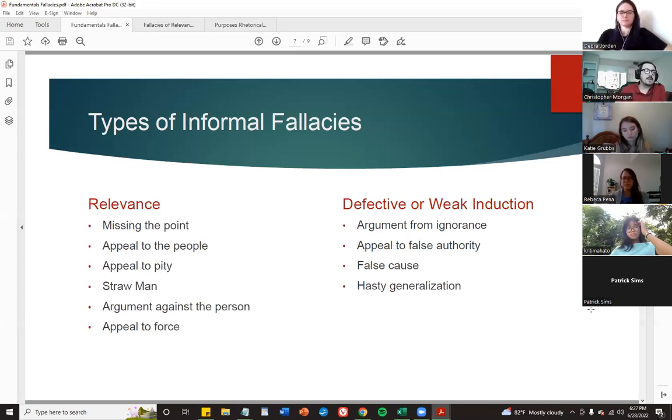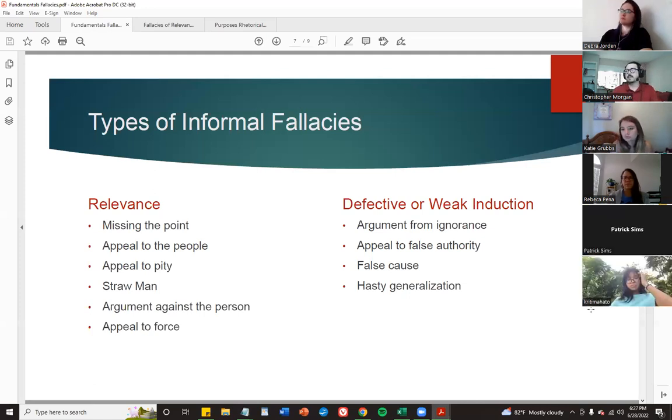Arguments of fallacies of defective or weak induction. These are things like the argument from ignorance, the appeal to false authority. The appeal to false authority is a fun one. It's not necessarily an appeal to false authority as much as it's using somebody's authority as if that were an argument itself. A doctor said it, therefore it must be true. Or just accepting something because a doctor said it, right?